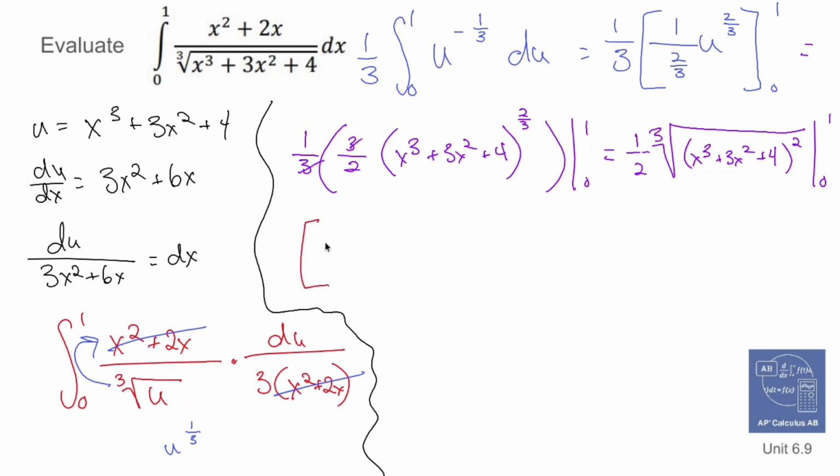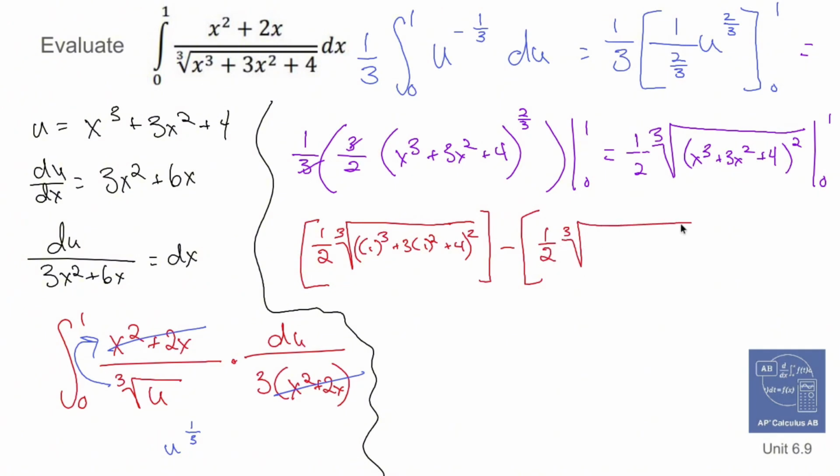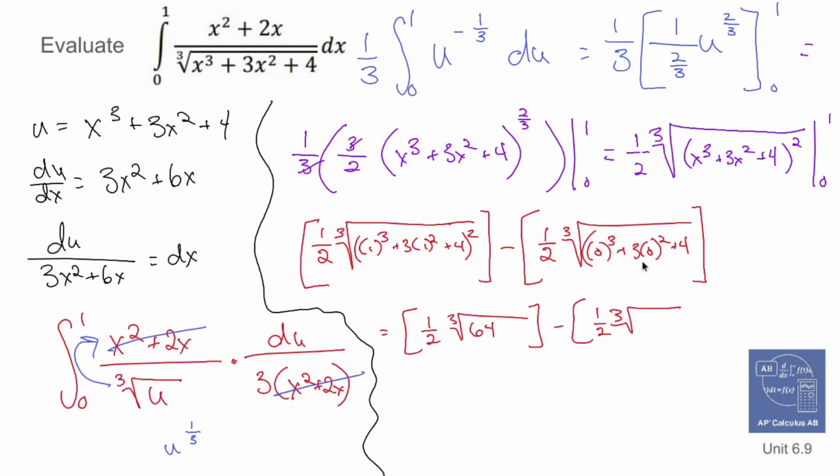Plugging in my limits is going to be 1/2 cube root of 1 cubed plus 3 times 1 squared plus 4, all of that squared, minus 1/2 times the cube root of 0 cubed plus 3 times 0 squared plus 4, and then close all of that. So you become 1/2 times the cube root. 1 plus 3 plus 4 is 8, so the cube root of 64, minus 1/2 the cube root of, another mistake was almost made, 0, 0, and 4. 4 squared is a fun game, but it's also 16.